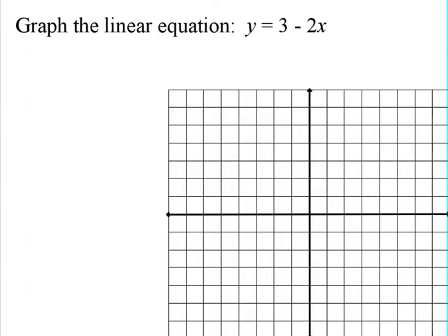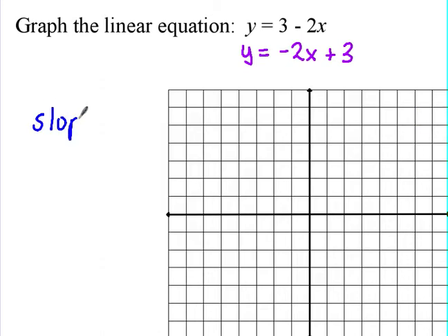It says graph the linear equation. So if you notice, this is a little different than mx plus b. Mainly it's because the x isn't first. So what I'm going to do is I'm just going to flip those two around. The reason I did that is because I can now see that the slope is what?